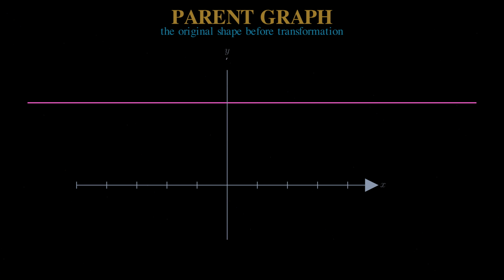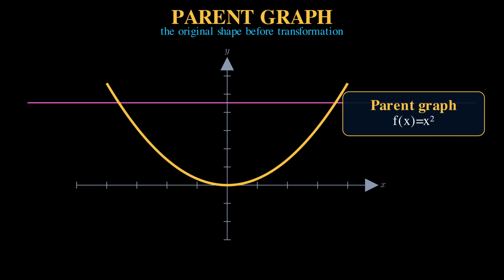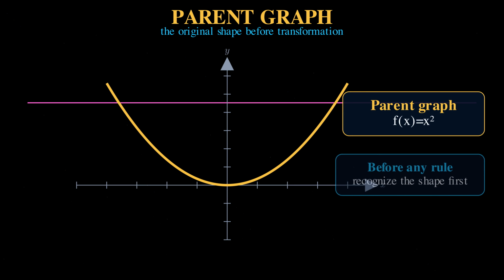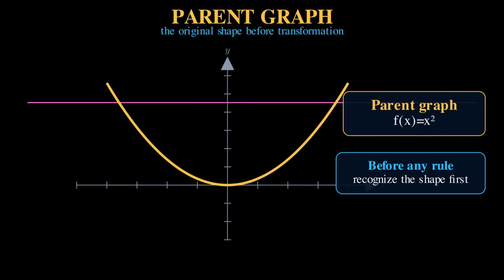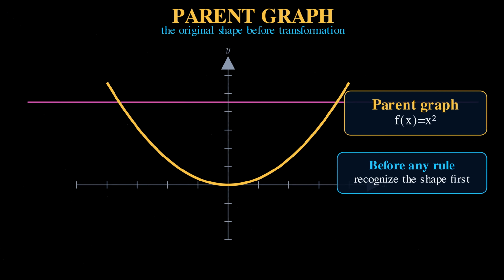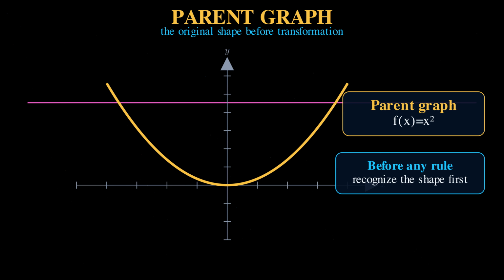Now focus on one parent graph. For this chapter, we will often use the quadratic parent graph, f of x equals x squared. But the idea works for linear, cubic, absolute value, square root, and many other graphs. The parent graph is the original shape. Every transformation should be compared with this starting shape.